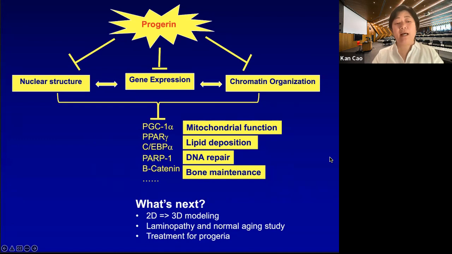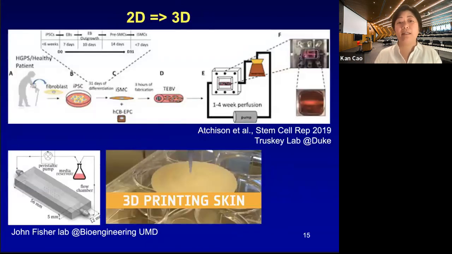So now we have a list of genes. I didn't list all of them, but we have them. So what will be the next step? There are three major directions we are going after right now. The first one is moving from 2D to 3D, because initially after I differentiated the cells, each individual cell type was separated, for example, the smooth muscle cells and the endothelial cells.